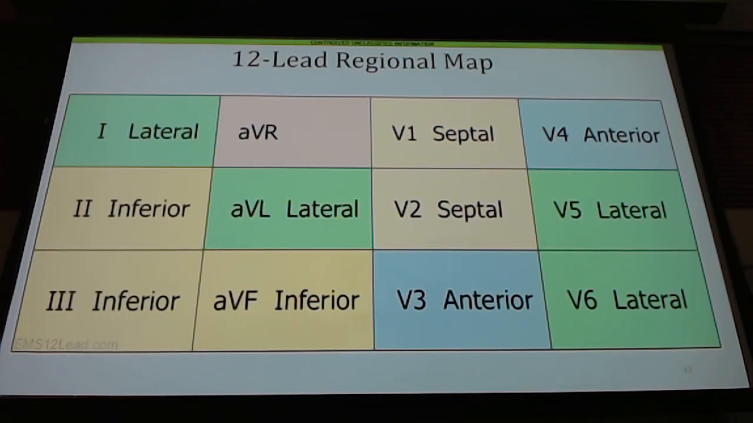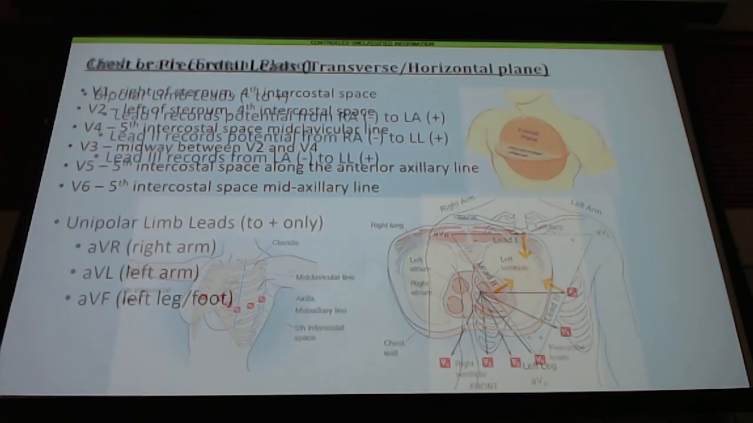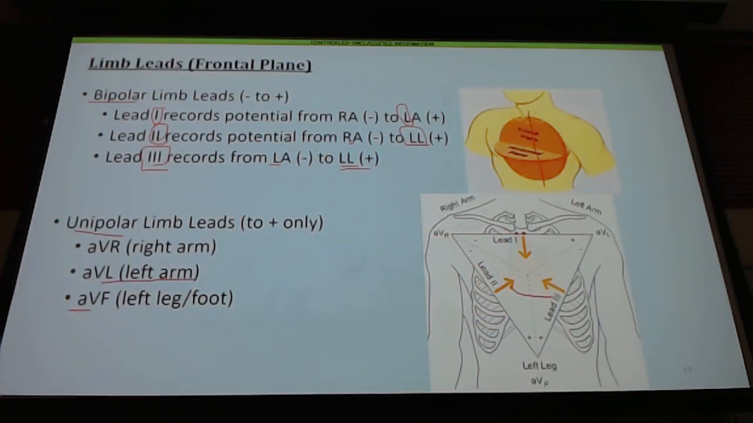So you can see that 2, 3, and AVF are our inferior leads because we're looking at the left foot, basically, right? Lead 1 goes to the left arm, so that's lateral. AVL is also lateral because when we look at AVL, we're looking at the left arm as well. That's our unipolar positive lead.